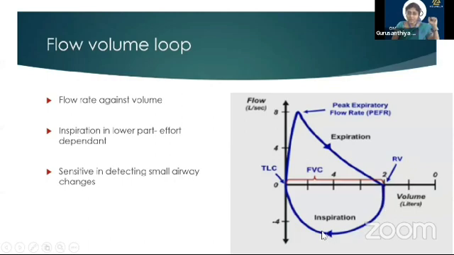In the inspiratory part, inspiration is totally effort dependent. And in the expiration part, this part of the graph until the peak expiratory flow rate is effort dependent. After this part of the graph, whatever effort you put in, this is going to be an effort independent part of the curve. Whatever amount of extra effort you put, you will be exhaling the same amount only. So this part of the curve is effort dependent and this is effort independent. So this is actually used in detecting changes in the smaller airways.